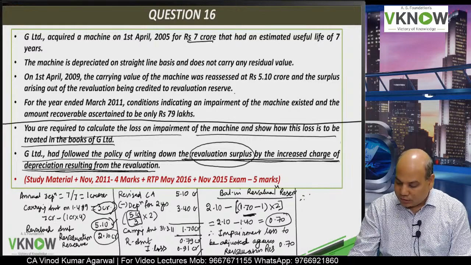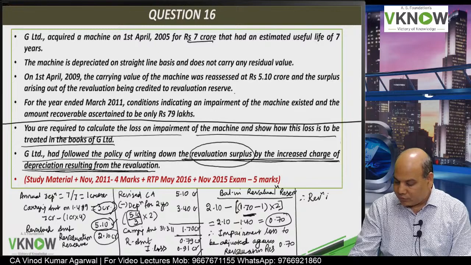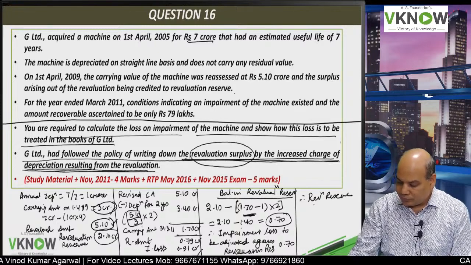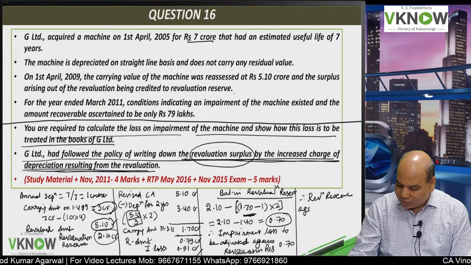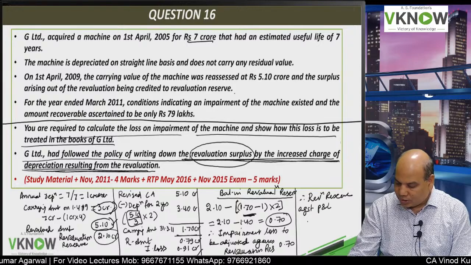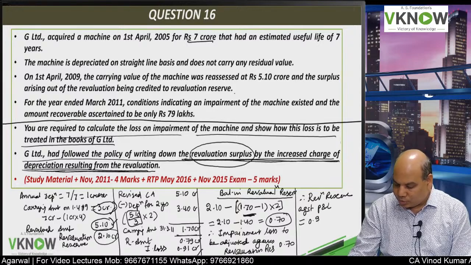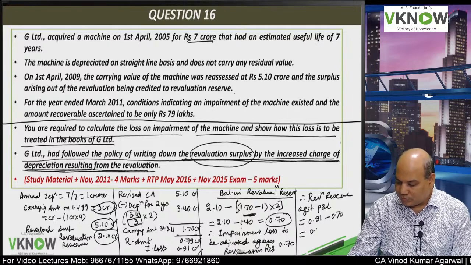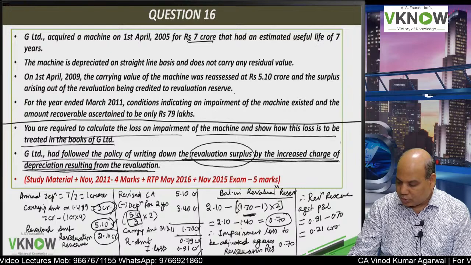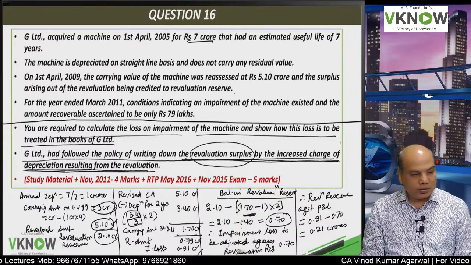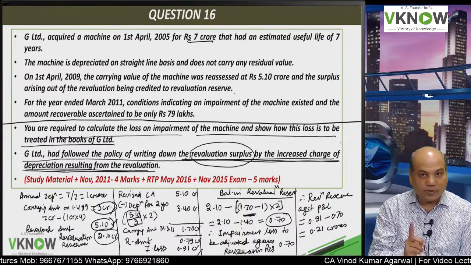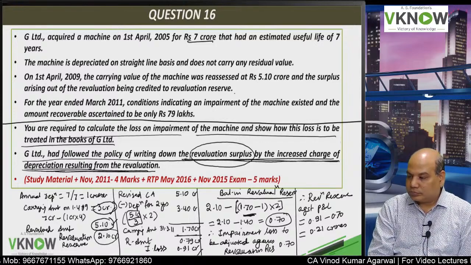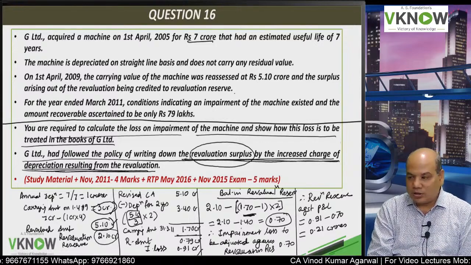And the last line: therefore, the amount adjusted against the P&L account will be total 0.91 minus 0.70, which is 0.21 crores. So that was a very good question. I will explain the answer again.